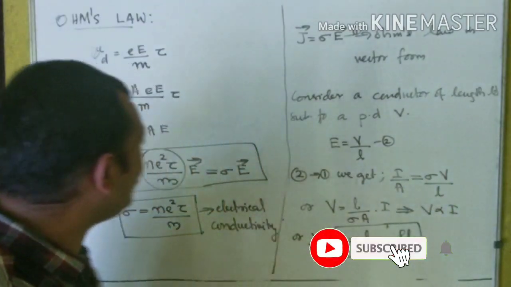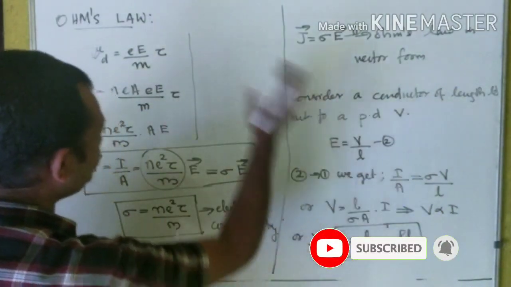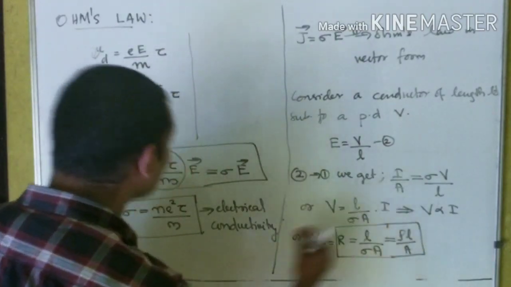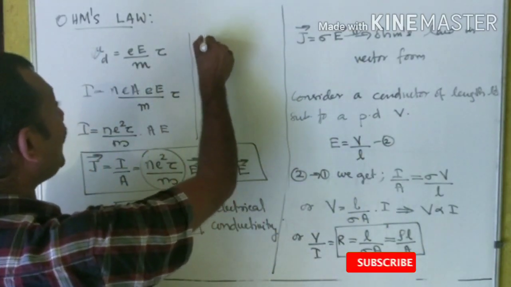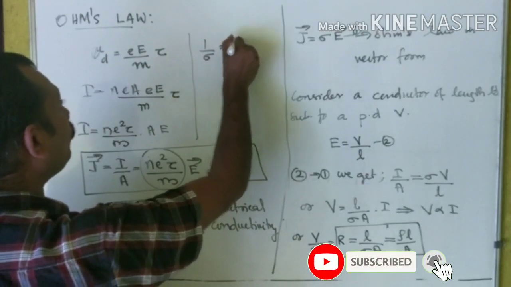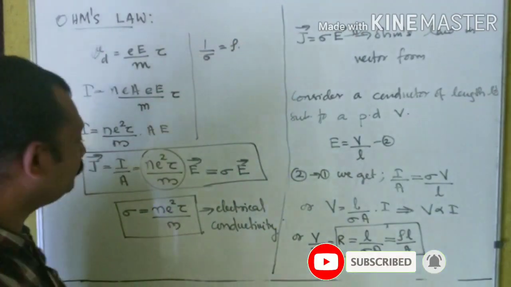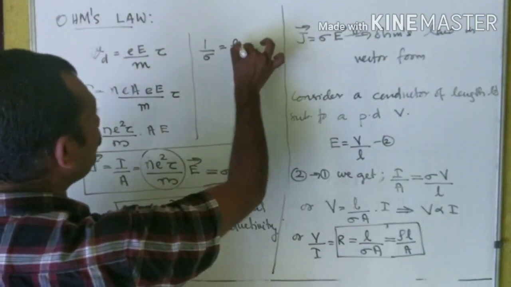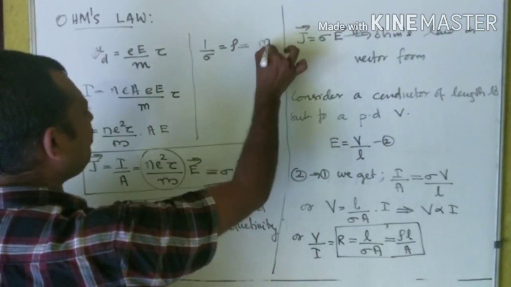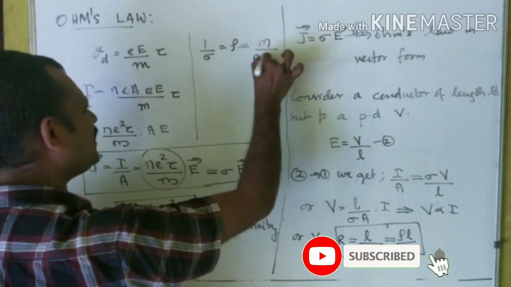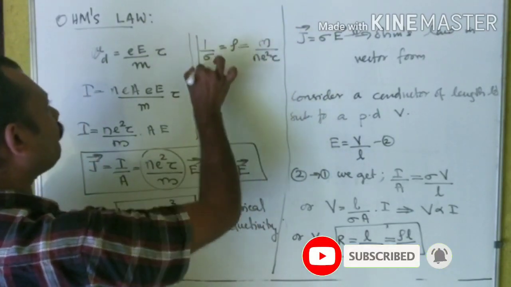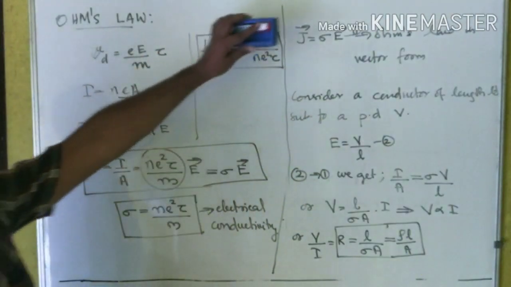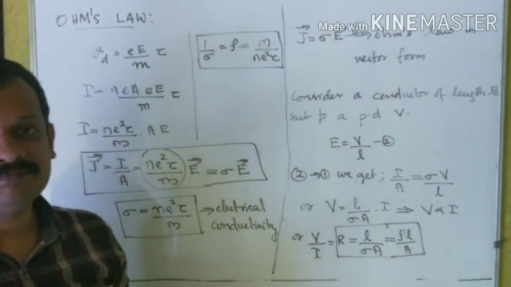Comparing these two sides, I can say 1 by sigma is equal to rho. Now sigma is n e square tau by m, which gives rho equal to m divided by n e square tau. So rho is equal to m divided by n e square tau.